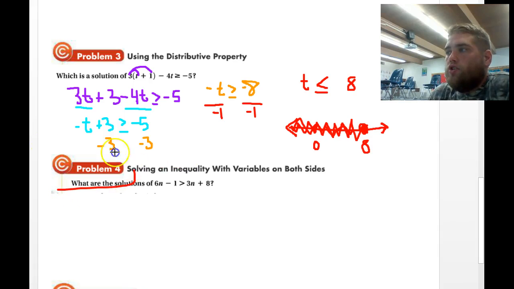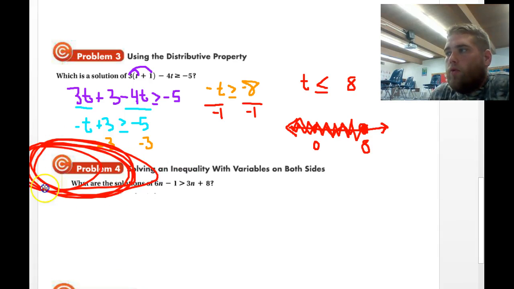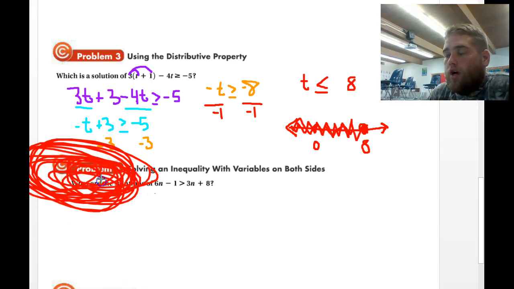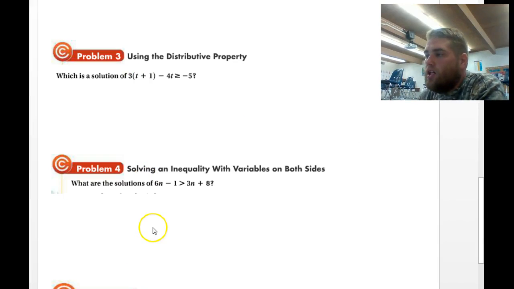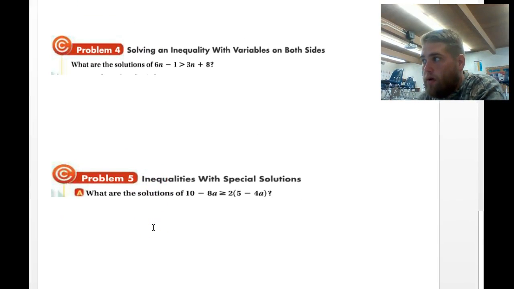Okay? So I want you guys to try problem 4. Give it your old college try. Okay? Do your best. I believe in you. Yay, go team. Okay. Last one for today, after you guys try problem 4, is this mess of problem 5.